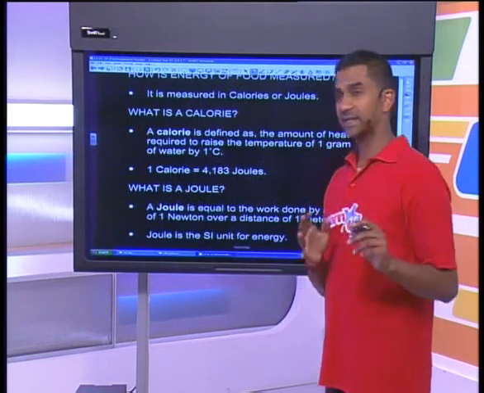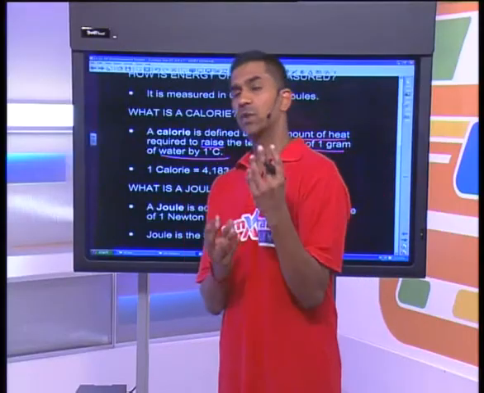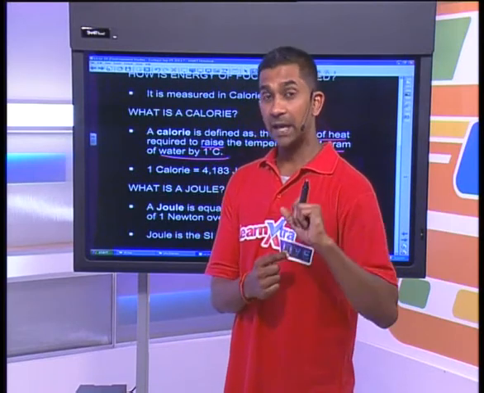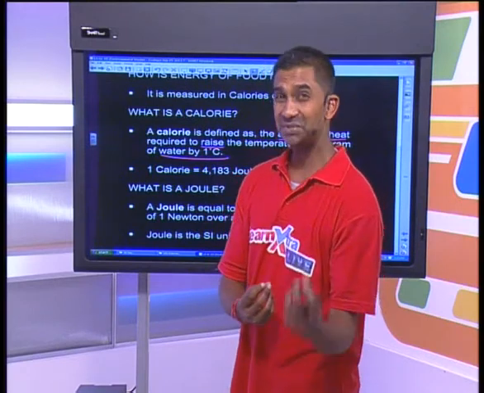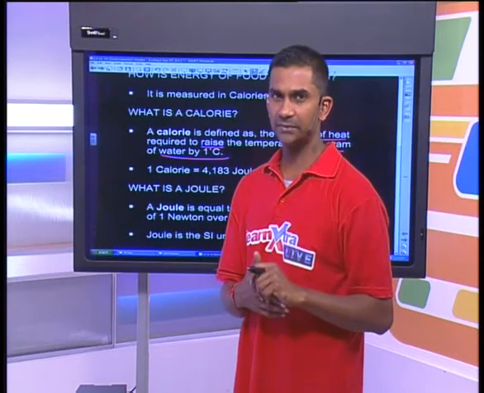If we were to define a calorie, it is the amount of heat that is required to raise the temperature of 1 gram of water by 1 degree Celsius. So simply it means that if we had 1 gram of water and we produced heat and the temperature of the water increased by 1 degree, the amount of energy that was required to change the temperature of the water by 1 degree would be 1 calorie.